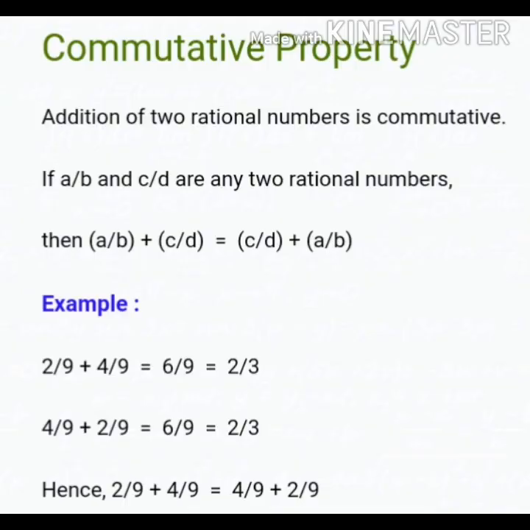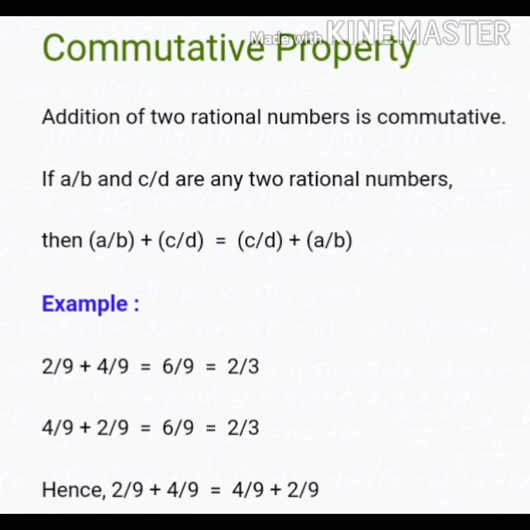The second property is commutative property. If a over b, c over d are any two rational numbers, then a over b plus c over d is equal to c over d plus a over b. That means two rational numbers can be added in any order, the answer will be the same.